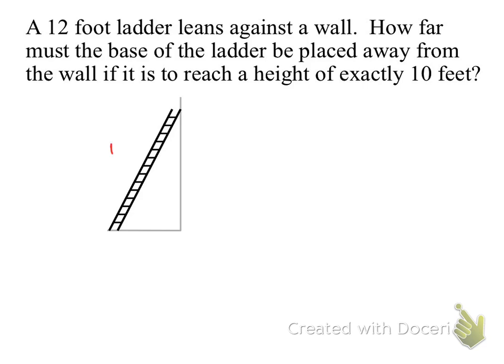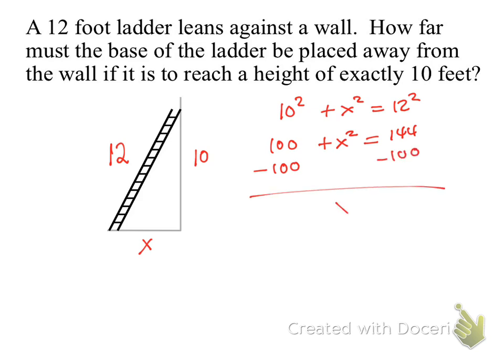It's a 12-foot ladder leaning against the wall. How far must the base of the ladder be placed away from the wall if it's to reach a height of exactly 10 feet? So what? The height should be 10. The height is 10 and the ground is unknown. So then we're doing 10 squared plus x squared equals 12 squared. 100 plus x squared equals 144.